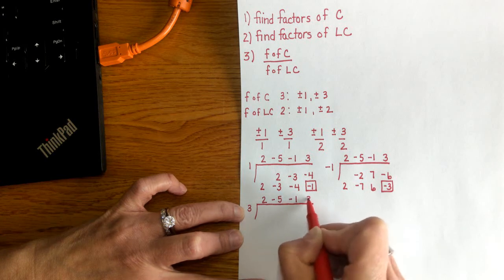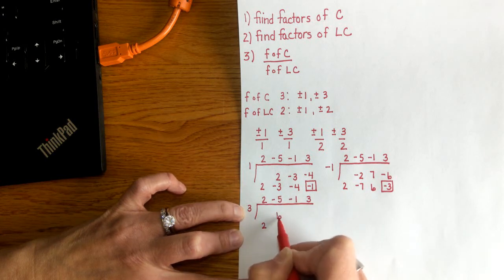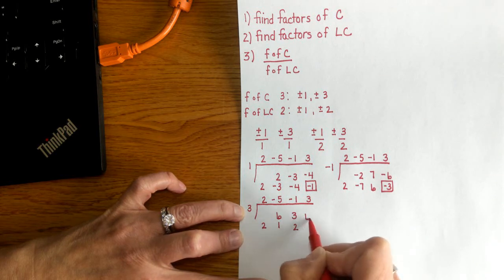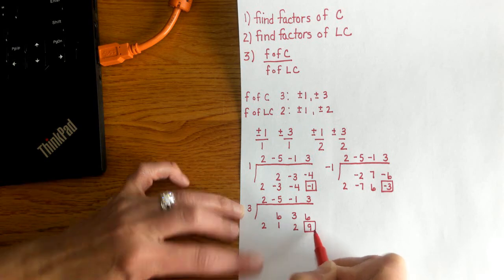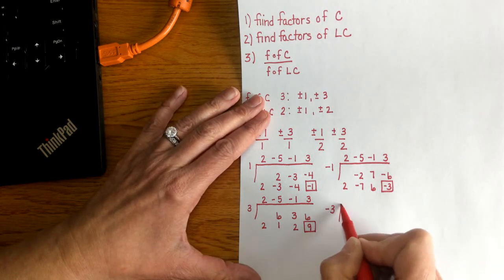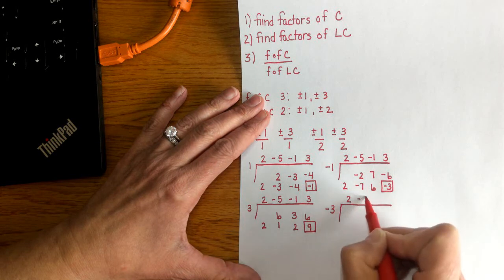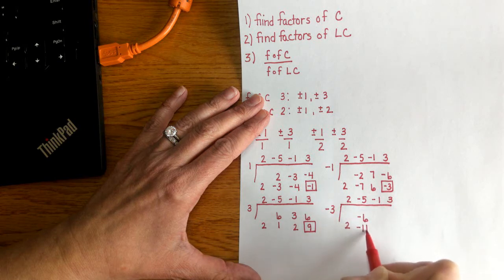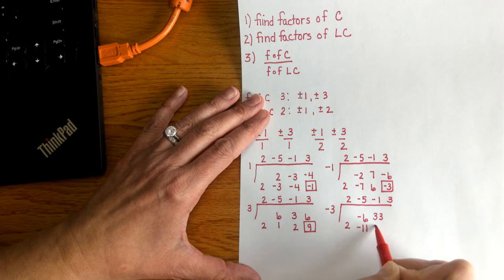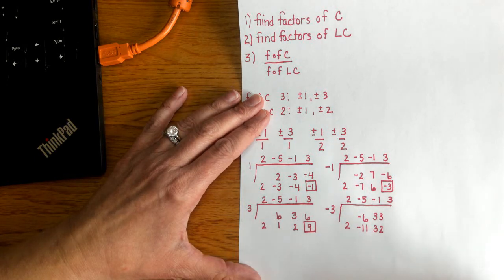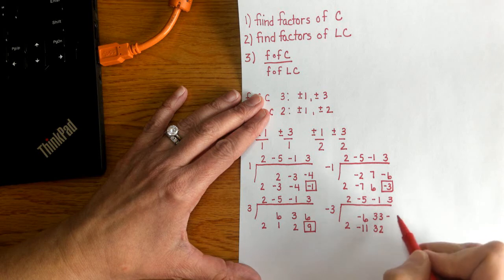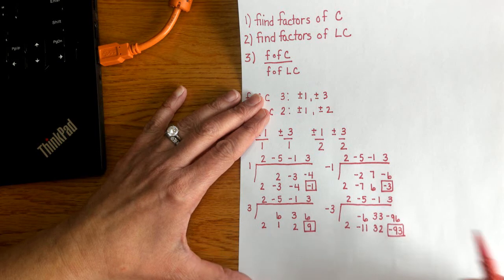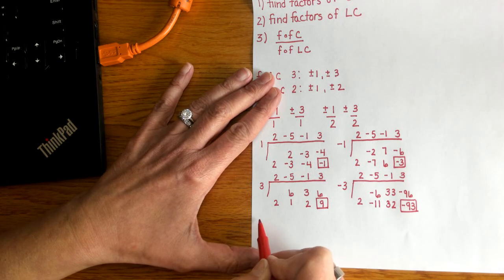If you don't remember how to do synthetic division, you should go back and watch a video. 6, so that's 9. That does not work. Now negative 3: 2, negative 5, negative 1, and 3. I'm going to drop my 2. Negative 6, negative 11, that would be 33. 33 times negative 3 would be negative 99, which would be negative 96. Does not work. Now, 1/2.